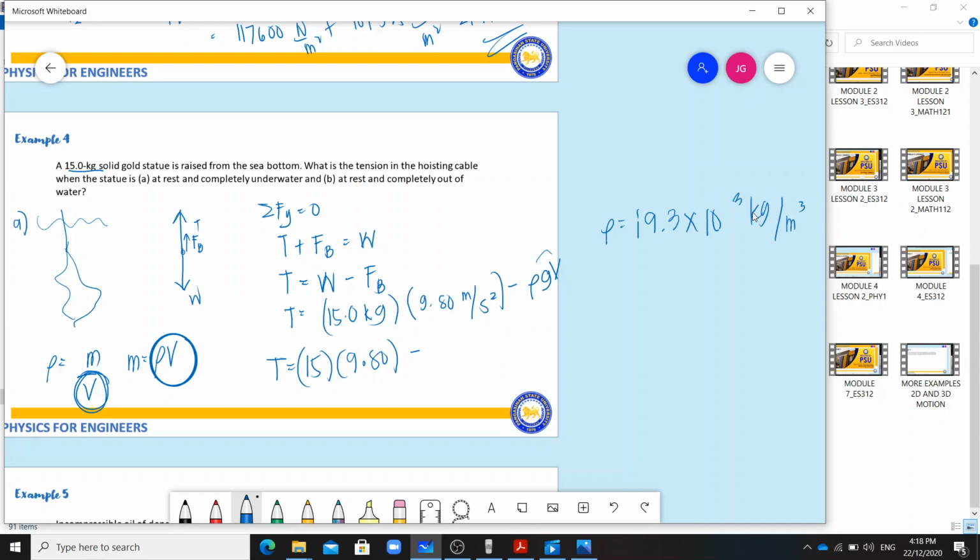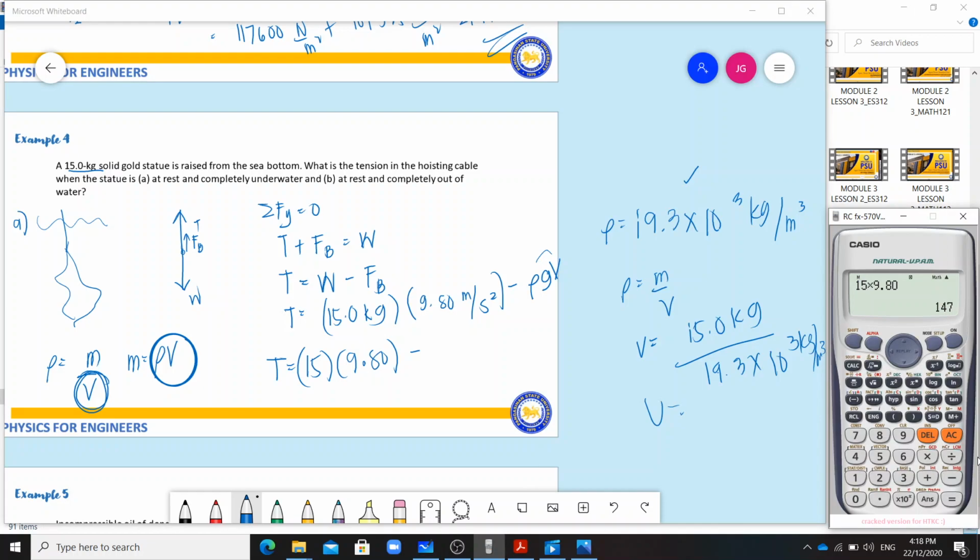Tapos, makukuha natin yung volume. Okay. Sabi dito is density is equivalent to mass over volume. Ito ay density ng gold. Volume is equals to mass na 15.0 kilogram over the density, which is 19.3 times 10 raised to 3 kilogram per meter cube. Okay. So, pag kinompute natin, that is 15 over 19.3 times 10 raised to 3. So, that is equivalent to 7.772 times 10 raised to negative 4. Okay, yan yung volume. Okay, ito yung volume ng tubig.